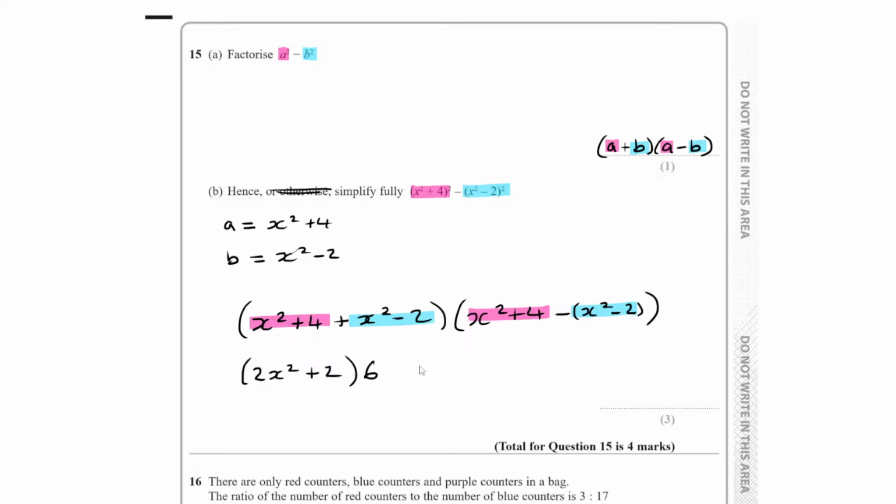I mean, if you get the same, because they did say "hence or otherwise", if you get the same answer as me, then it's fine. As long as you get the same answer at the end, you'll get the marks. But I was just kind of relating it because they said "hence".